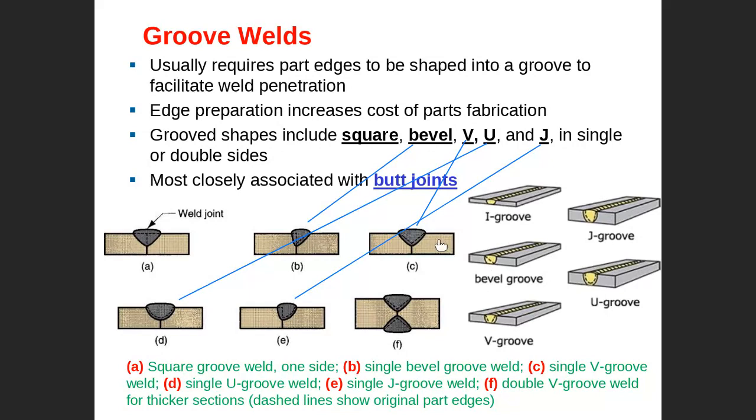So initially you create the groove with this shape and then you do the weld in the groove. This is mainly associated with the butt joint. Only butt joint. They call it a groove weld.